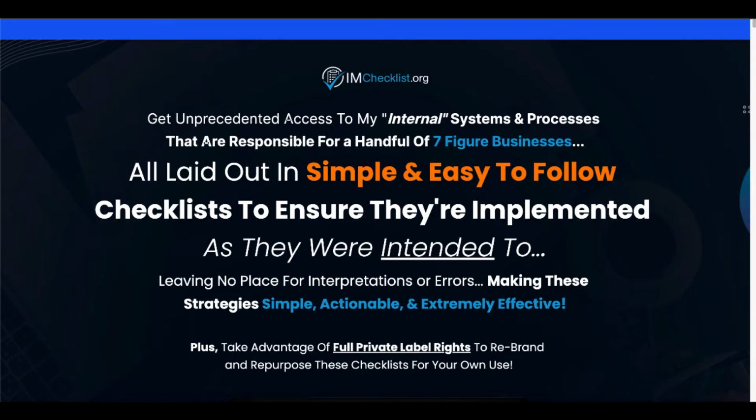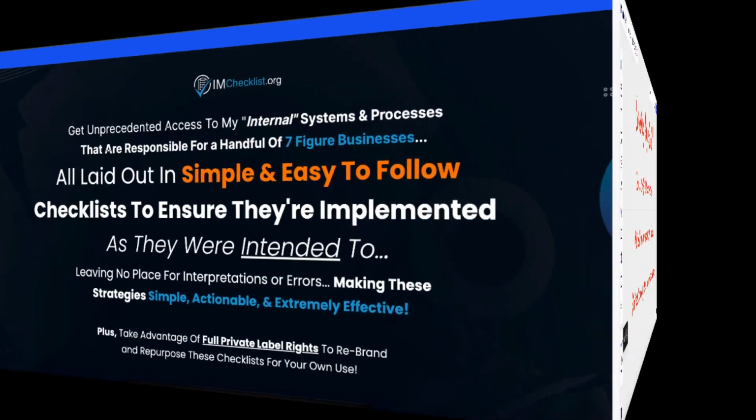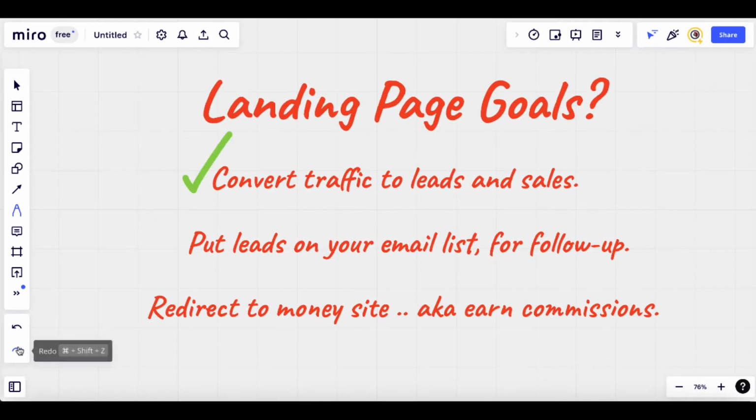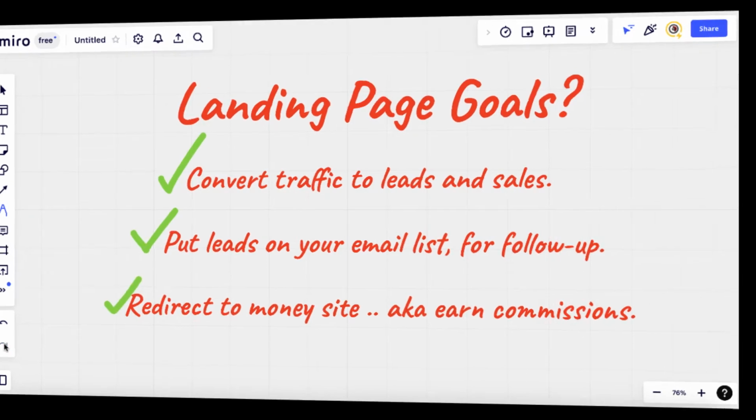We want to make sure we look at the sales page so we can get an idea of what we need to put on our landing page. Because we have set our landing page goals first to convert traffic to leads and sales, and to convert the traffic to leads and sales on our landing page, we have to have a compelling reason for people to want to be put on our email list. And that's going to cover putting leads on our email list for follow up and therefore redirecting them to the money site to earn those commissions.